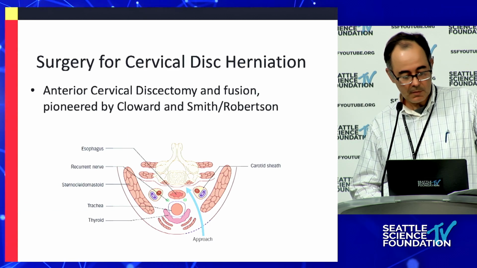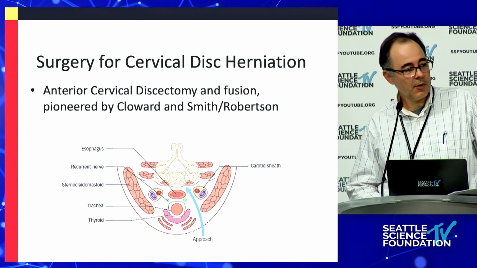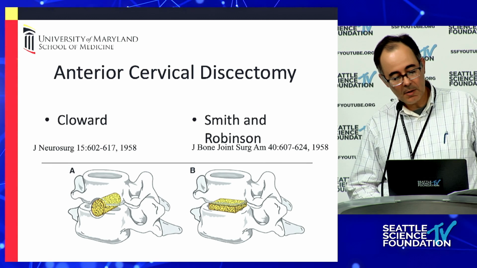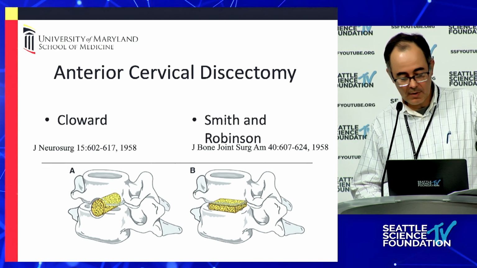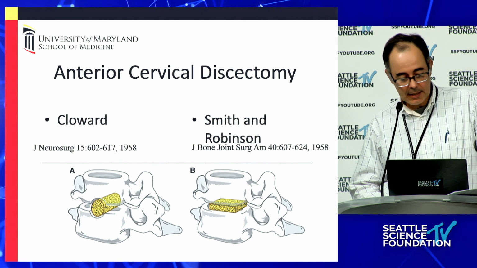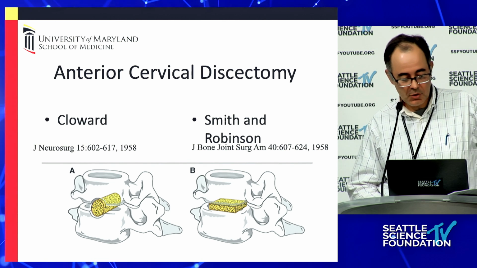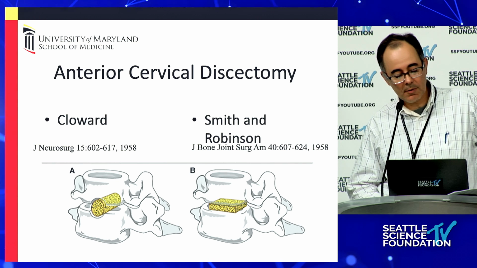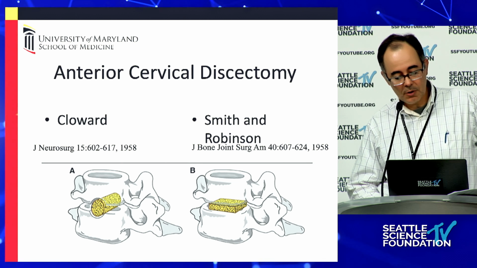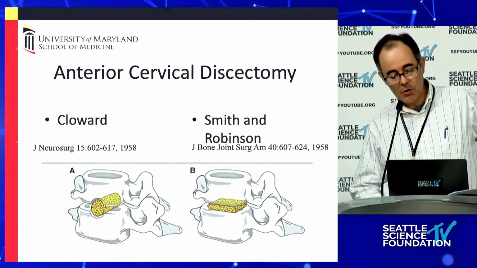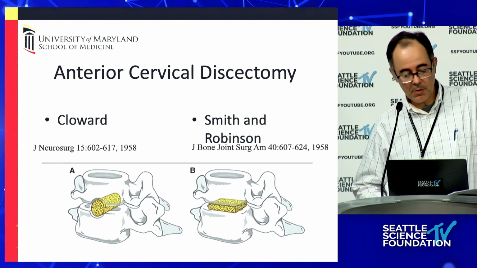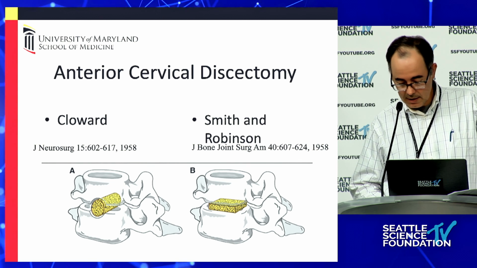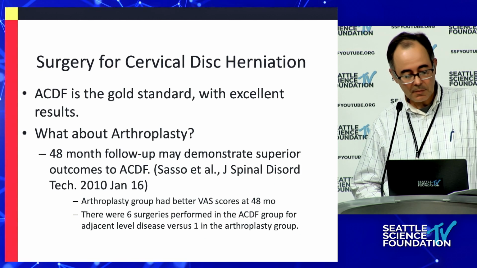So the anterior approach for the cervical spine has been well established and pioneered by Cloward and Robinson, Smith and Robinson. In 1958, there were two papers that were published, and Ralph Cloward was in the Journal of Neurosurgery, and Smith and Robinson was the Journal of Bone and Joint Surgery, and both in the same year discussing anterior cervical discectomies and fusions. So you can see the anterior approach is well established.